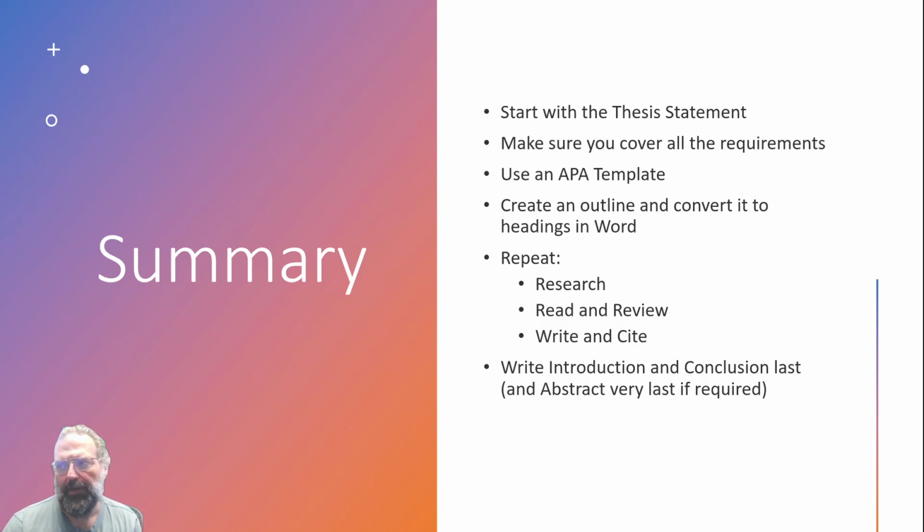You definitely start with that outline, turn it into headings in Word, then repeat the cycle of research, read and write, and then read and review, and then write and cite, using a research tool as you go, such as Zotero or EndNote. And then at the very end, I typically write the introduction and conclusion. That's what I do last. The conclusion is typically the last thing I write. Introduction next to the last. If you are required to write an abstract, it would be the very final thing that you write.